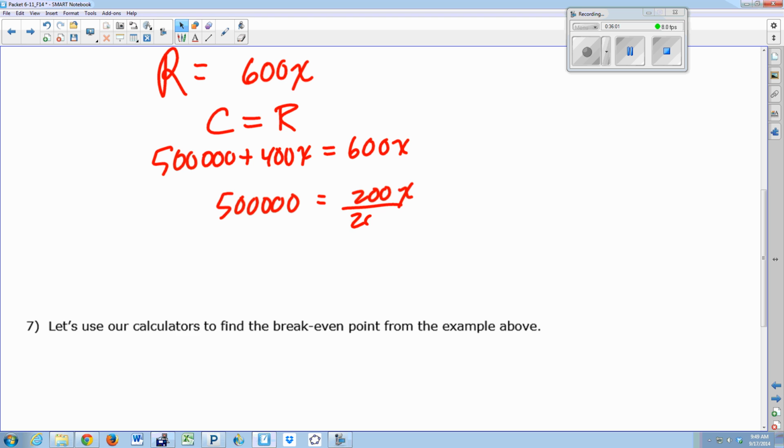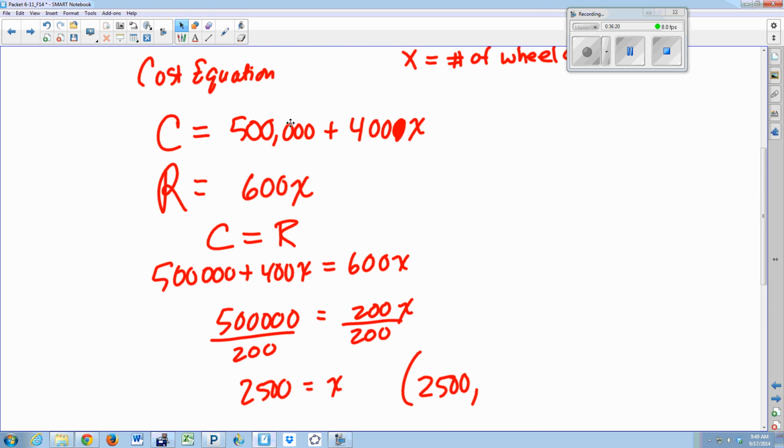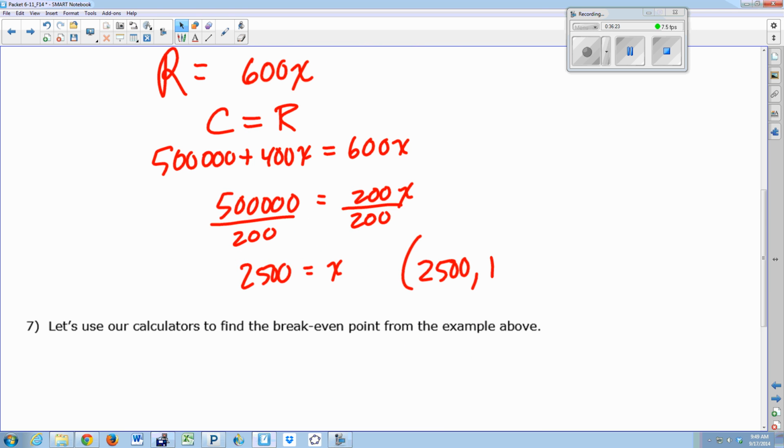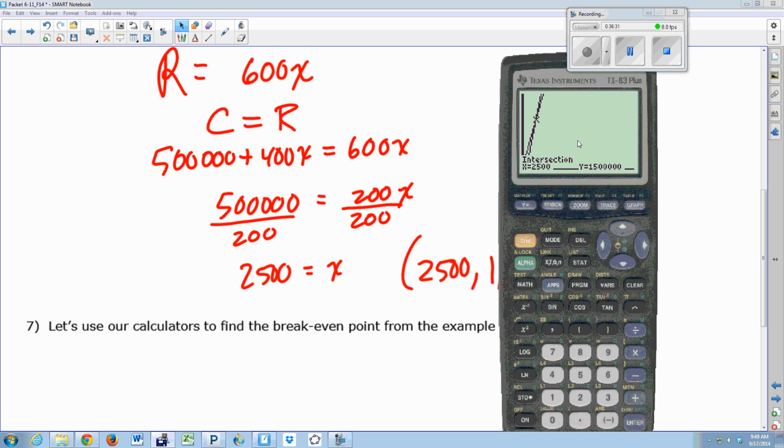Okay, so if we divide both sides by 200, what do we get when we divide 500,000 by 200? What do we get? 2,500. Okay, that just gives you one part of that point. That gives you how many wheelchairs you'd have to sell. And if you put X back here in either of these equations, you'll find out that the money they take in and the money they put out is equal. It's 1,500,000, which is what we got when we found the intersection point.